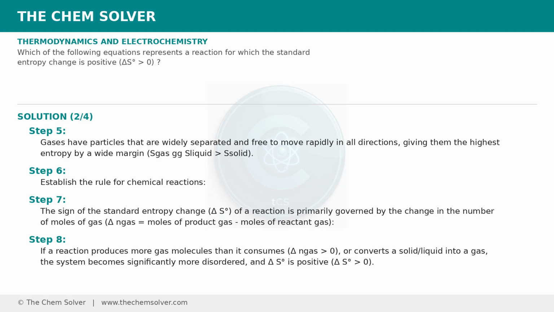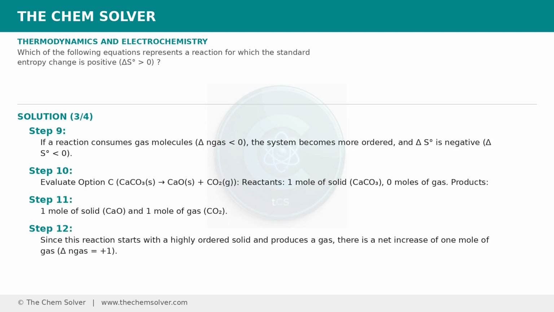Establish the rule for chemical reactions. The sign of the standard entropy change, ΔS°, of a reaction is primarily governed by the change in the number of moles of gas. ΔN gas equals moles of product gas minus moles of reactant gas. If a reaction produces more gas molecules than it consumes, ΔN gas > 0, or converts a solid or liquid into a gas, the system becomes significantly more disordered, and ΔS° is positive. ΔS° > 0.